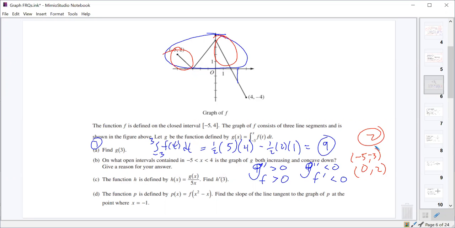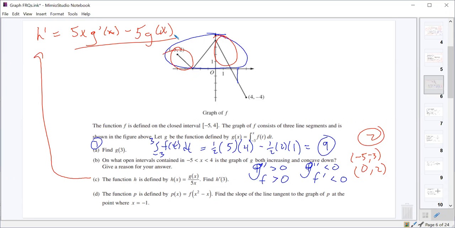All right, part C, we got a new function h that is defined by g of x over 5x. We want to find h prime of 3. So first off, let's write an expression for h prime. We have to use the quotient rule for that. So that'll be 5x times the derivative of g, so 5x g prime, minus derivative of the denominator 5, g of x, over 5x squared.